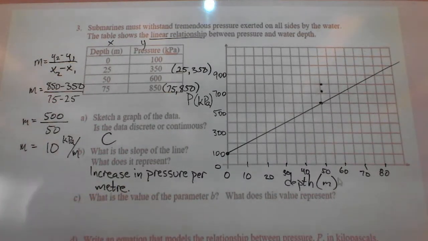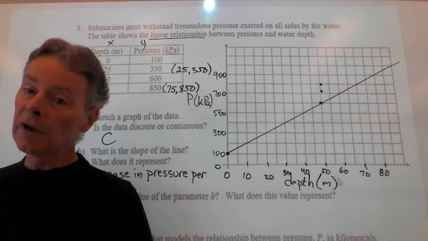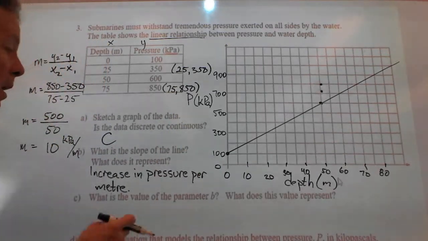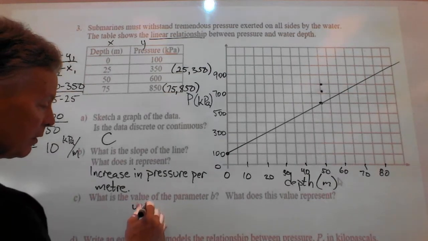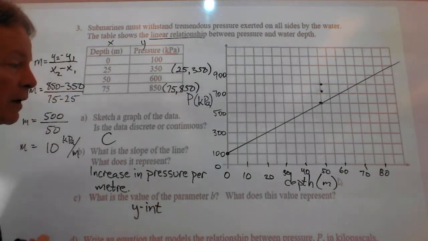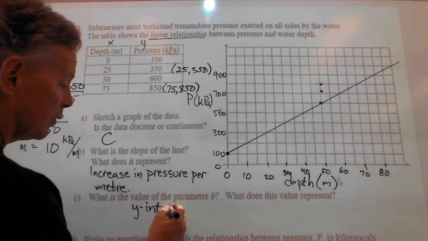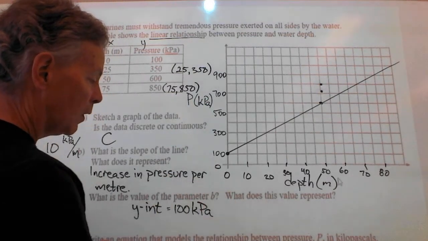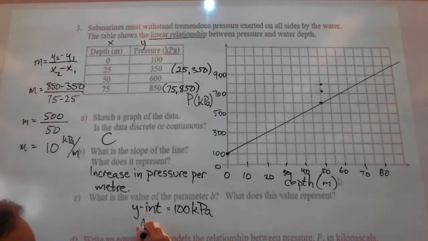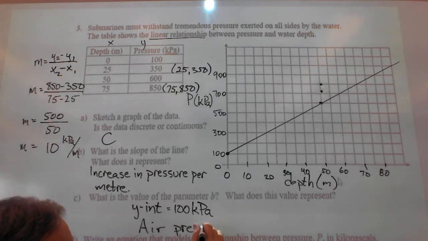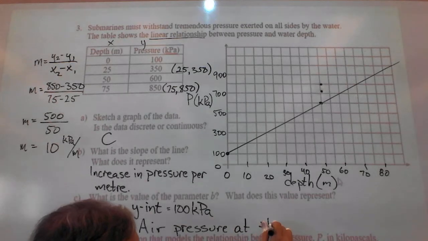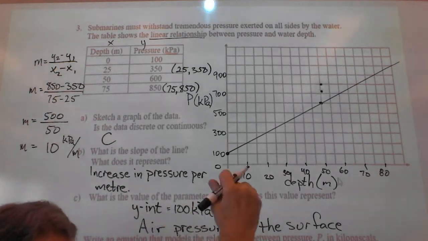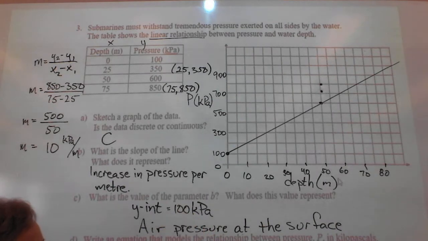What is the value of the parameter B? Remember, they're just using rather odd language to describe something that's pretty straightforward, hopefully, by now to you. Remember, B is the y-intercept. Well, what is the y-intercept? It's the place where the line crosses the y-axis, which in this case is 100 kilopascals. What does this value represent? Air pressure at the surface, right? So at a depth of 0, so at the surface of the water, your air pressure is 100 kilopascals.